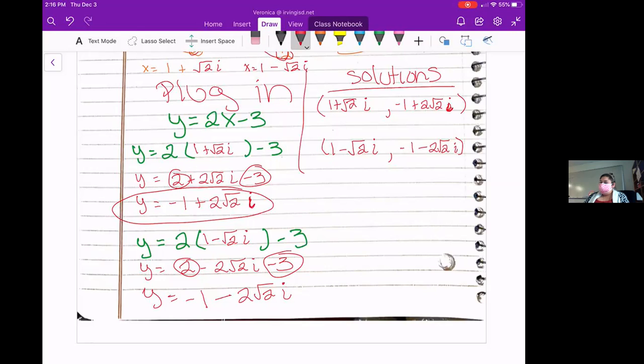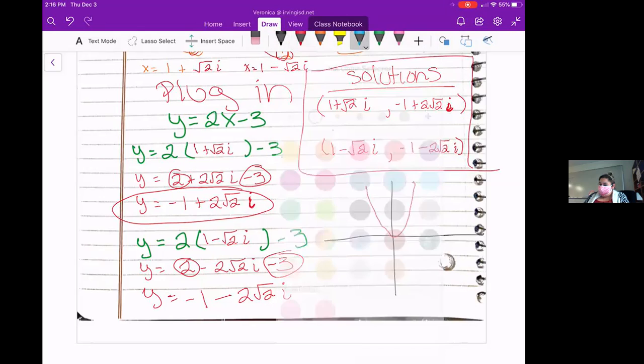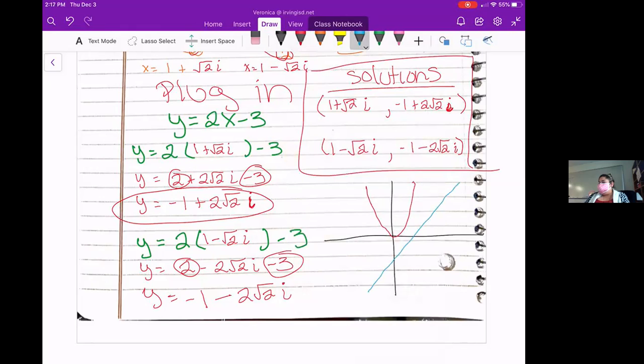So these are your solutions in complex form. They're imaginary, right? So this is what the decimals gave me. We had a quadratic function here, and I had a linear function that looks something like this. These were never going to intersect. So your solutions were imaginary, they're complex numbers. So those are your answers: 1 plus square root of 2i, negative 1 plus 2 square root of 2i. And your other solution is at 1 minus square root of 2i, negative 1 minus 2 square root of 2i.